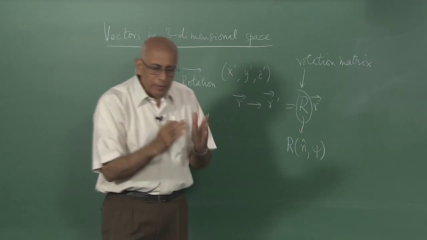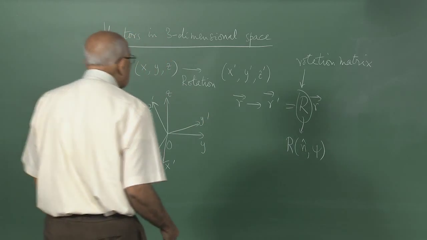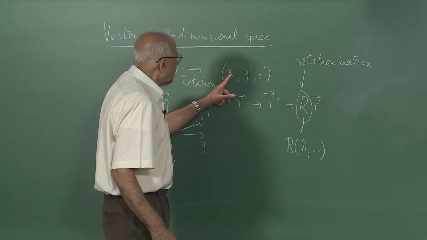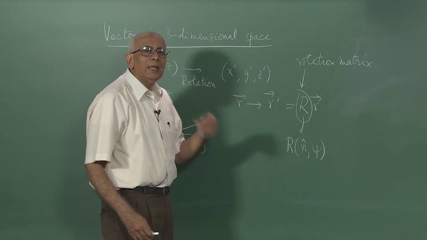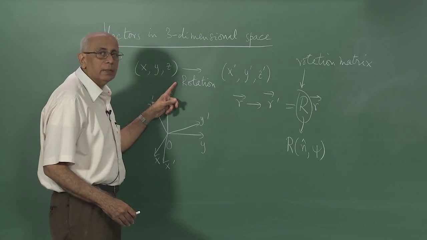And this is specified by some 3 by 3 matrix which is fairly intricate, and I will not write this down, but the end result will be that x prime and y prime and z prime will be linear combinations, homogeneous linear combinations of x, y and z in general.